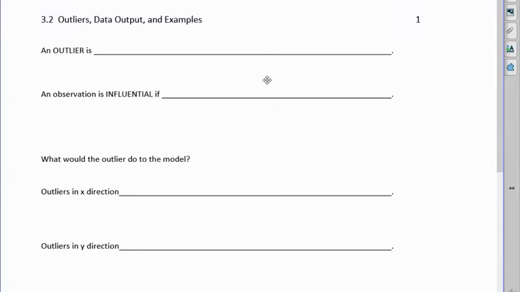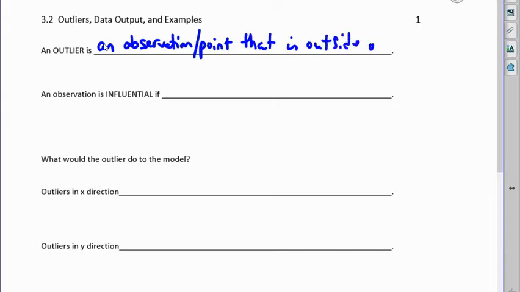Chapter 3.2 continued, talking about what an outlier is. So an outlier is an observation or observed value or point that is outside of the x or y values of the overall data.